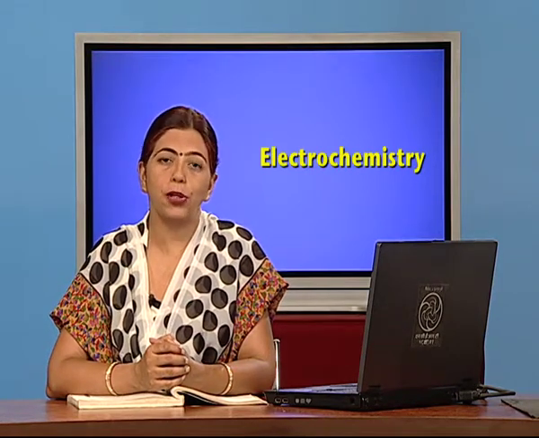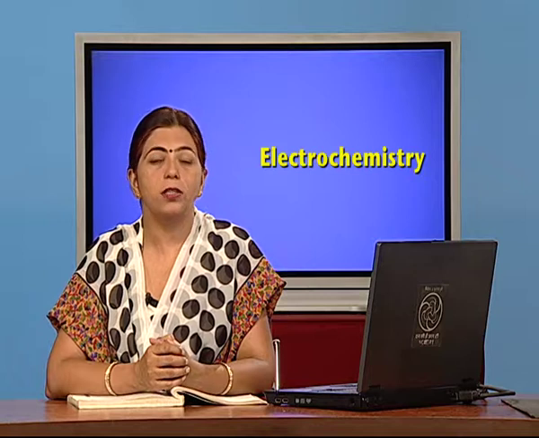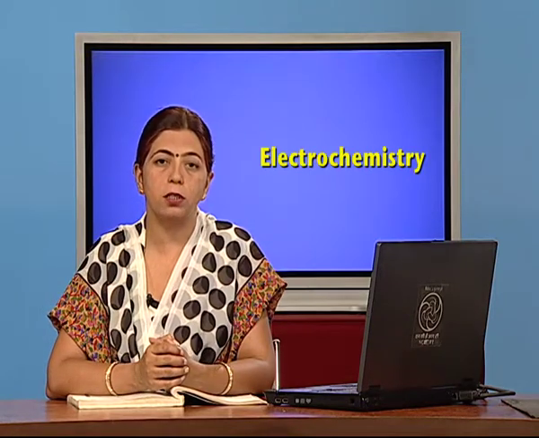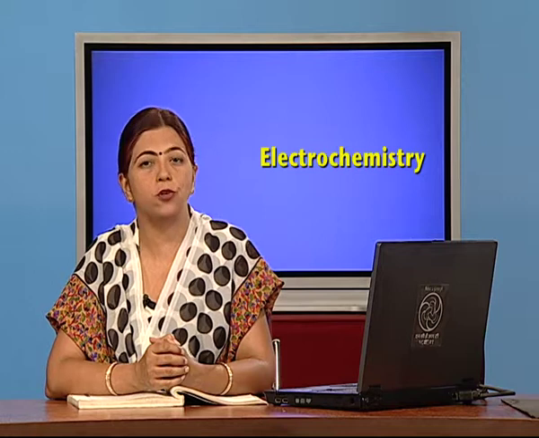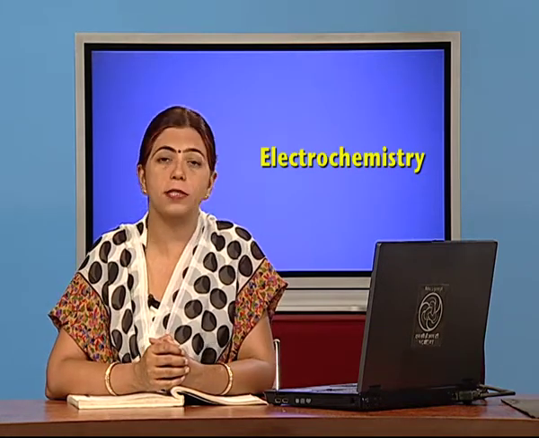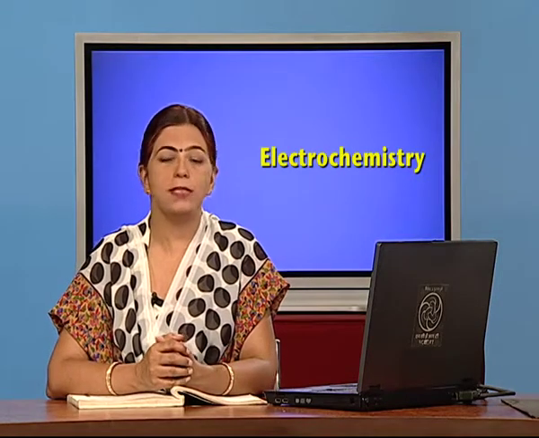So, the iron at that point loses electrons and is oxidized to the ferrous state. These electrons move through this article and reduce the oxygen at the other point in the presence of hydrogen ions. Now, from where do these hydrogen ions come? Actually, the atmospheric carbon dioxide in the presence of moisture forms carbonic acid, that is H2CO3. This carbonic acid provides hydrogen ions. The oxygen in the presence of the hydrogen ions accepts electrons and gets reduced to form water. It all takes place at the cathode.